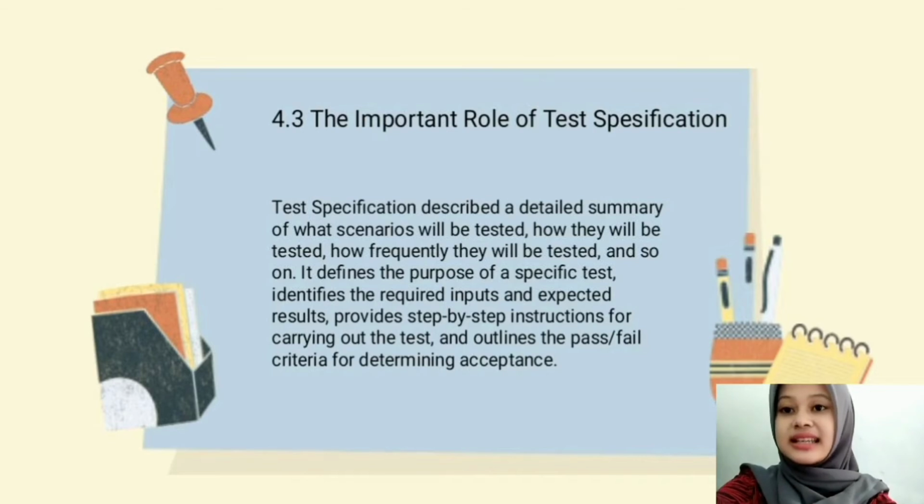Today I will continue the materials about the important roles of test specification. Test specification describes a detailed summary of what scenarios will be tested, how they will be tested, how frequently they will be tested, and so on. It defines the purpose of a specific test, identifies the required input and expected result, provides step-by-step instructions for carrying out the test, and outlines the pass or fail criteria for determining acceptance.